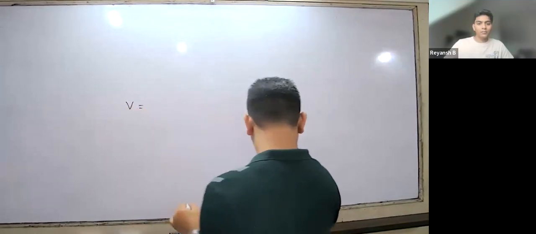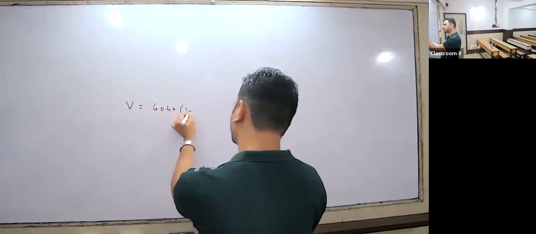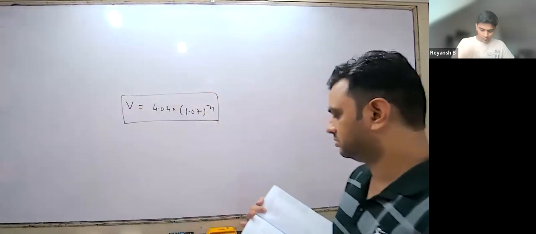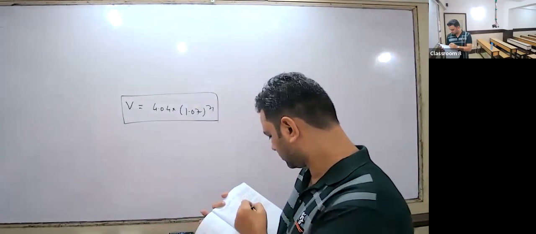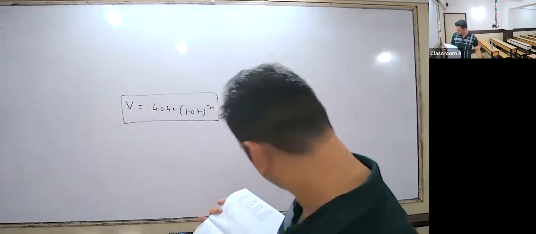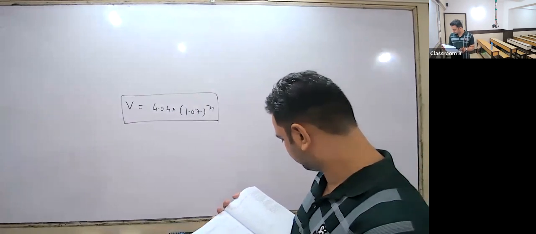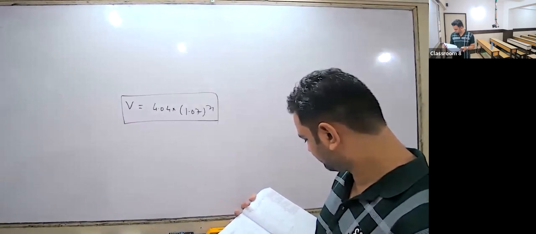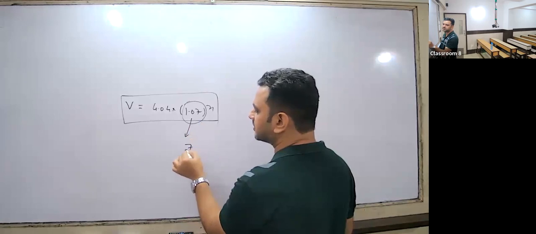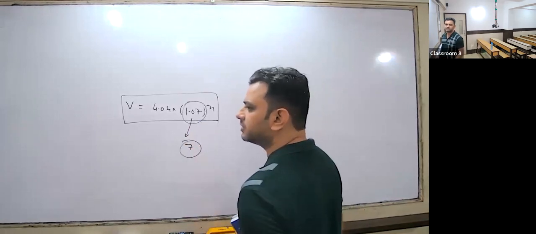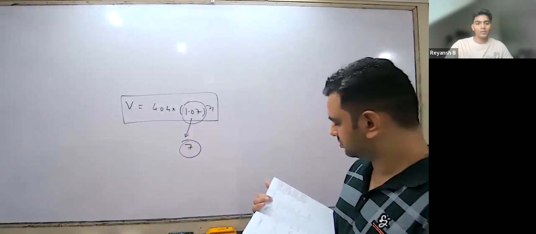Is it 2.97? No. Actually, this is 4.04 into 1.07 power x. Oh, never mind. I saw minus. Is it 4.3228? Actually, this part will represent the percentage increase. So this 0.07 will represent 7% growth. So the answer will be 7. Got it? For each degree, what's the percent increase? Okay, makes sense.